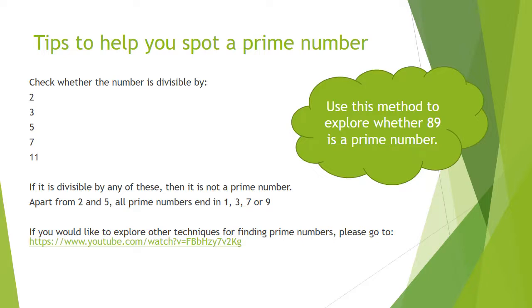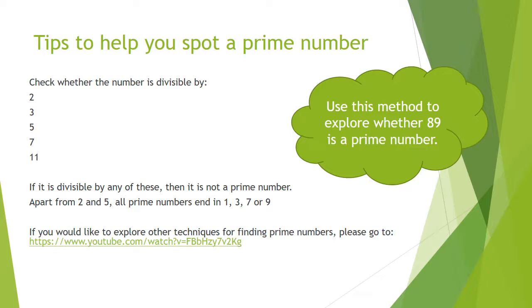And is 89 in the 11 times tables? No, because 88 is in the 11 times tables. So you can use that method to help you, and from that you should be able to assess and work out that 89 is a prime number. If it's divisible by any of those numbers there, as I've said, it's not a prime number.